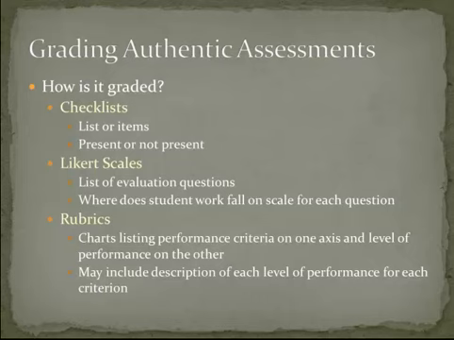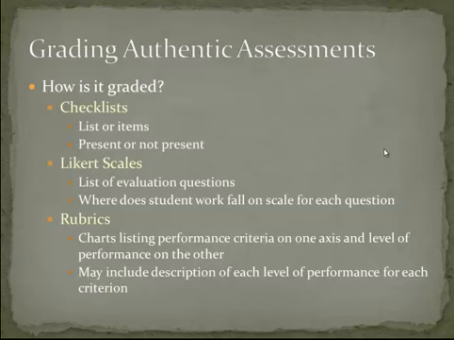A rubric takes that idea one step further and creates a chart for assessment. In a rubric, the performance criteria, or the criteria on which the student is being assessed, is listed on one axis, and on the other axis you have the level of performance. In each cell of the chart you'll usually have a description of that level of performance for a specific criterion.